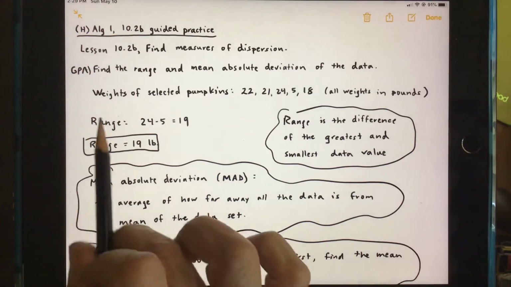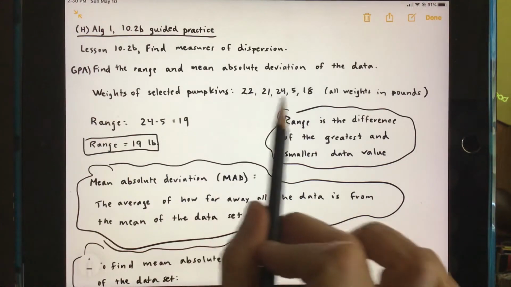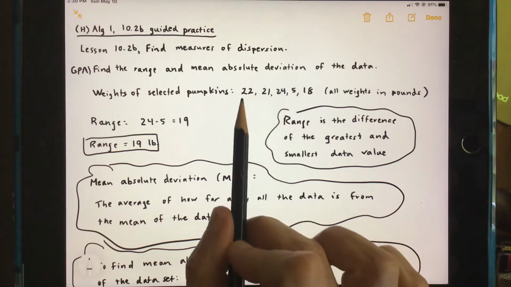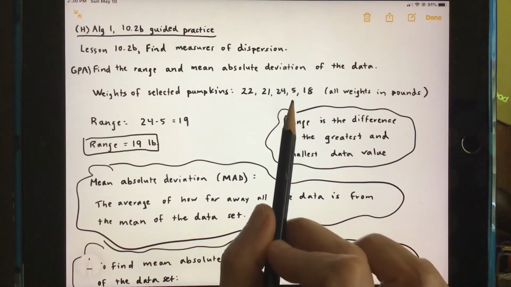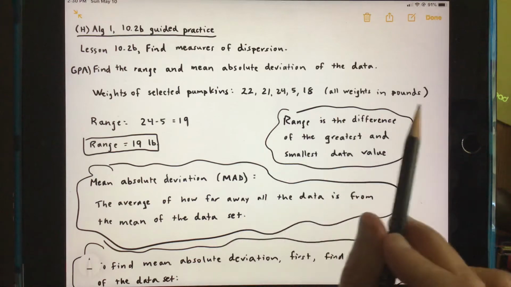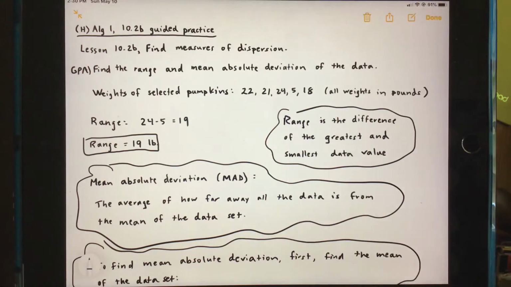So here we have some weights of selected pumpkins. There's 5 of them. And we're going to notice that a lot of them are pretty close, 22, 21, 24, and 18, but one of them is a little tiny. So it's going to have a profound effect on our measures of dispersion here, as well as the mean. All these weights will be in pounds throughout this entire guided practice problem.